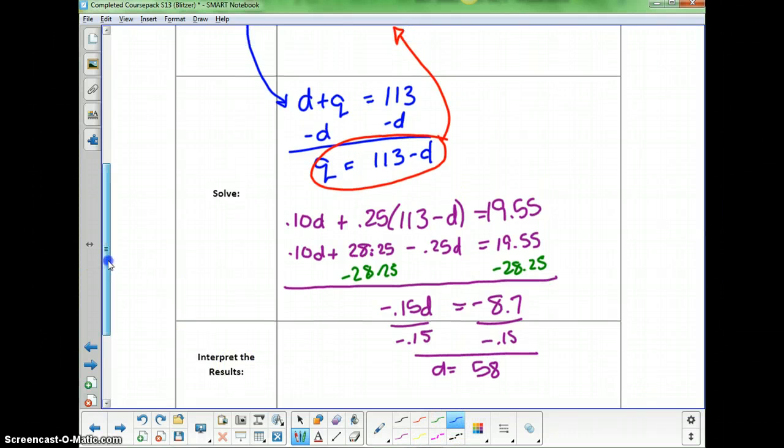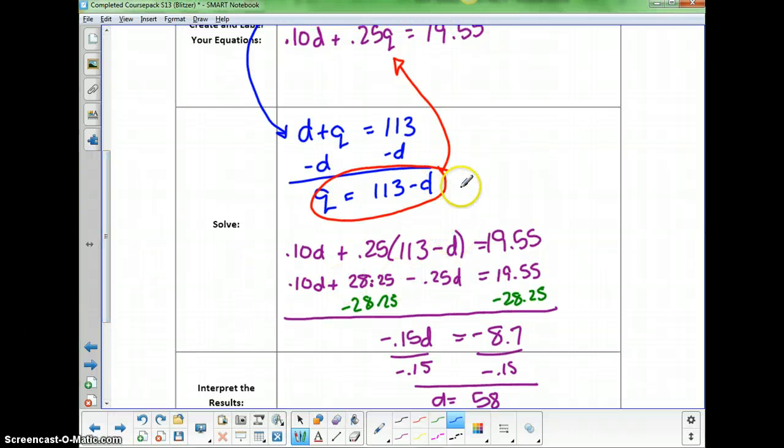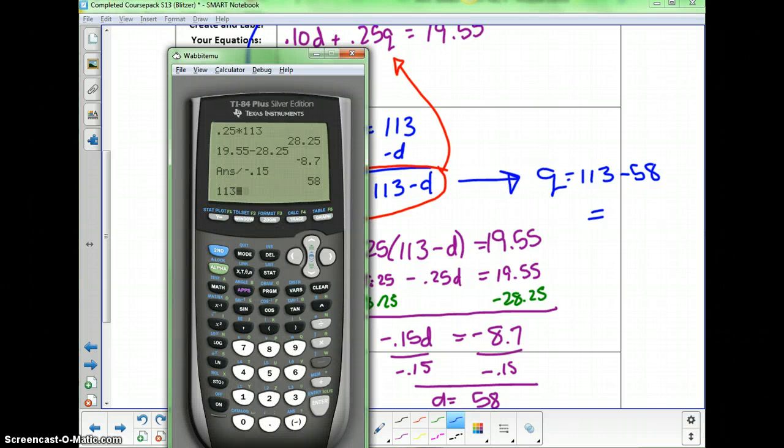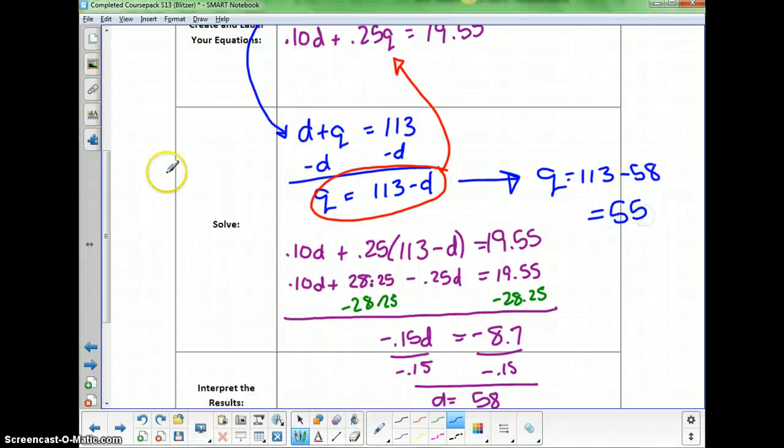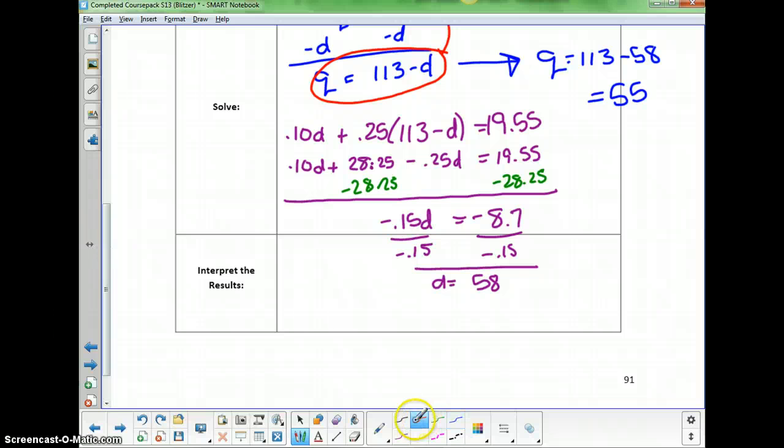Okay. I'm not ready for interpreting it yet. I need to go back up here and figure out how many quarters there are. Okay, so for quarters, I've got 113 minus the number of dimes, which we just found was 58. So the number of quarters is 113 minus 58, or 55. Okay, so my final answer: there were 58 dimes and 55 quarters.